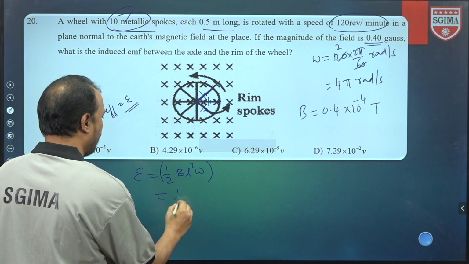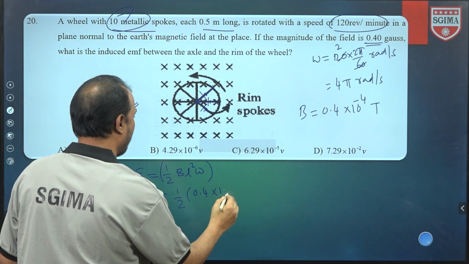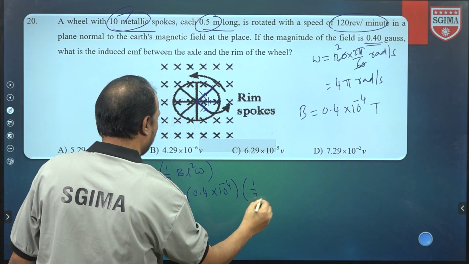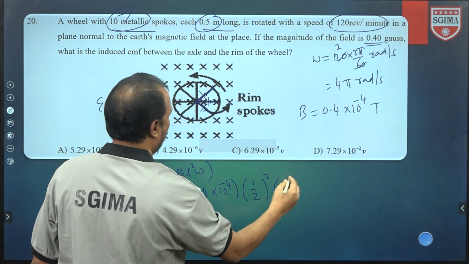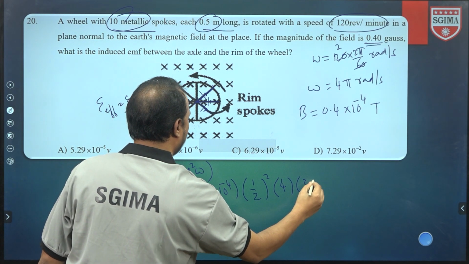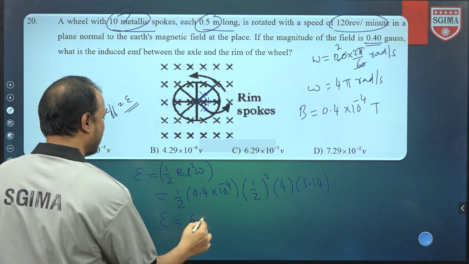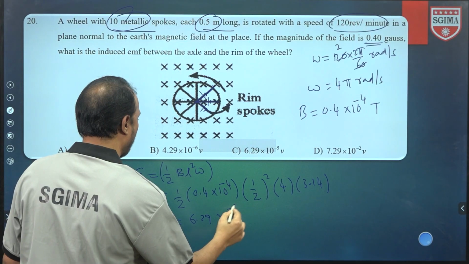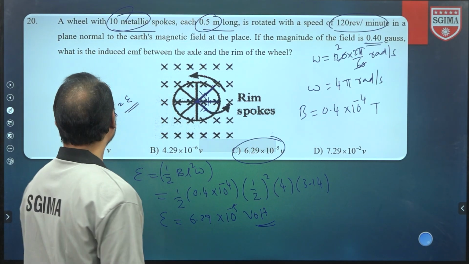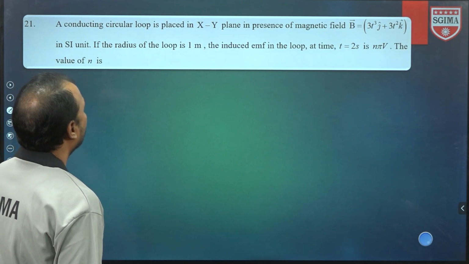Now, simplifying, magnetic field is 0.4 into 10 power of minus 4, length of each spoke is half meter, squared, and omega, which is 4 pi, where pi is 3.14. Just multiply and simplify, you will get 6.29 into 10 power of minus 5 volt. So our answer is the third option. Next, coming to the next one, question 21.